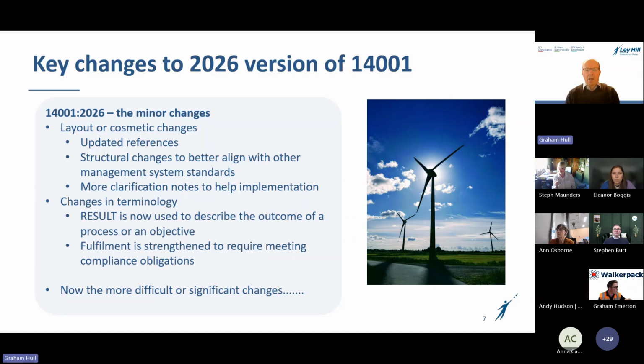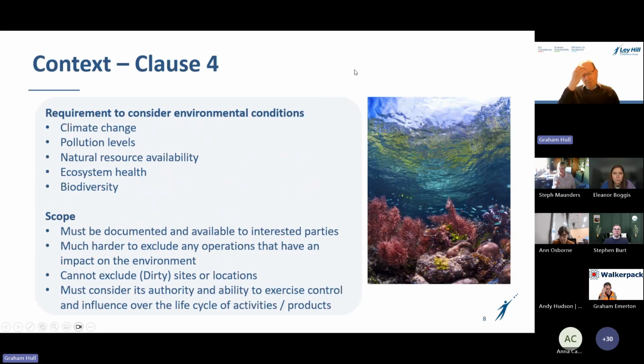So it's wider than just meeting your legal requirements. So they're just some of the very quick minor changes that are in the system and within the new standard. But I'm going to go through this, and I apologise for using the clause numbers, but it was just the easiest way to try to structure this for you today.